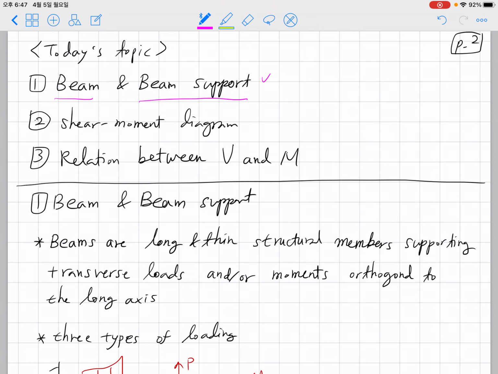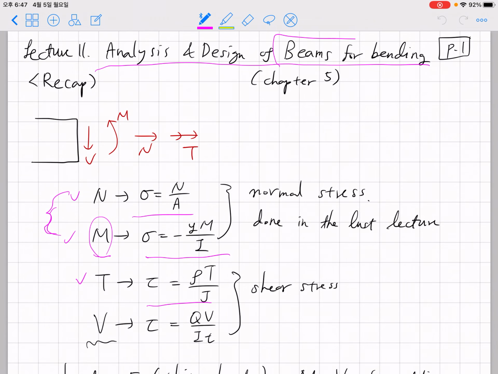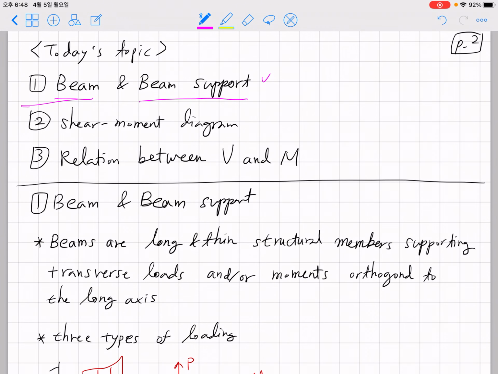Okay, so after defining the beam, because the name of the chapter is analysis and design of beams for bending, we'll first define what is beam, and then we'll talk about external forces and torque that induce the bending of the beam. And even though we add some external forces, there must be support. Without any support, it will simply be a dynamic problem, right? So to make a static problem, we have to have some beam support, and that's the first topic we're gonna do in today's lecture.